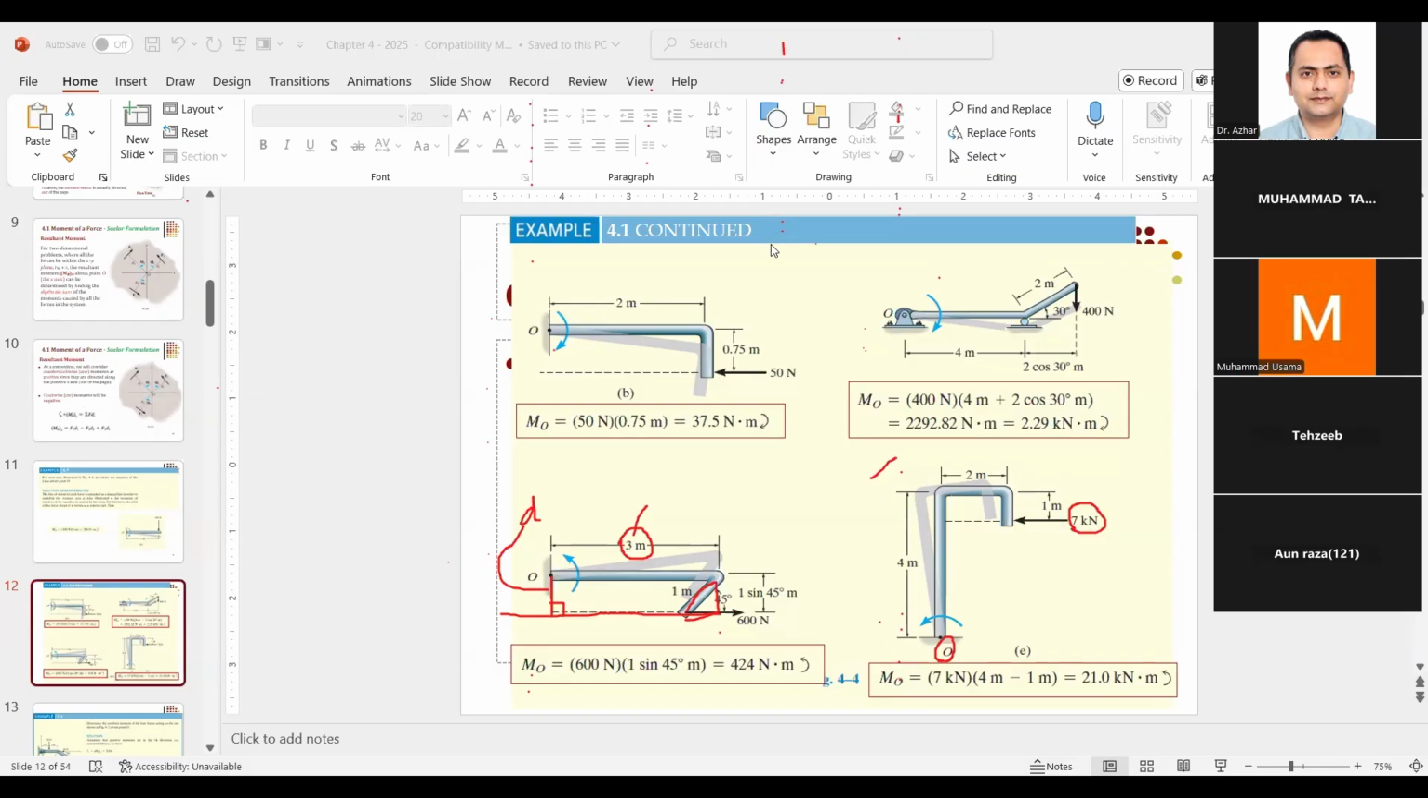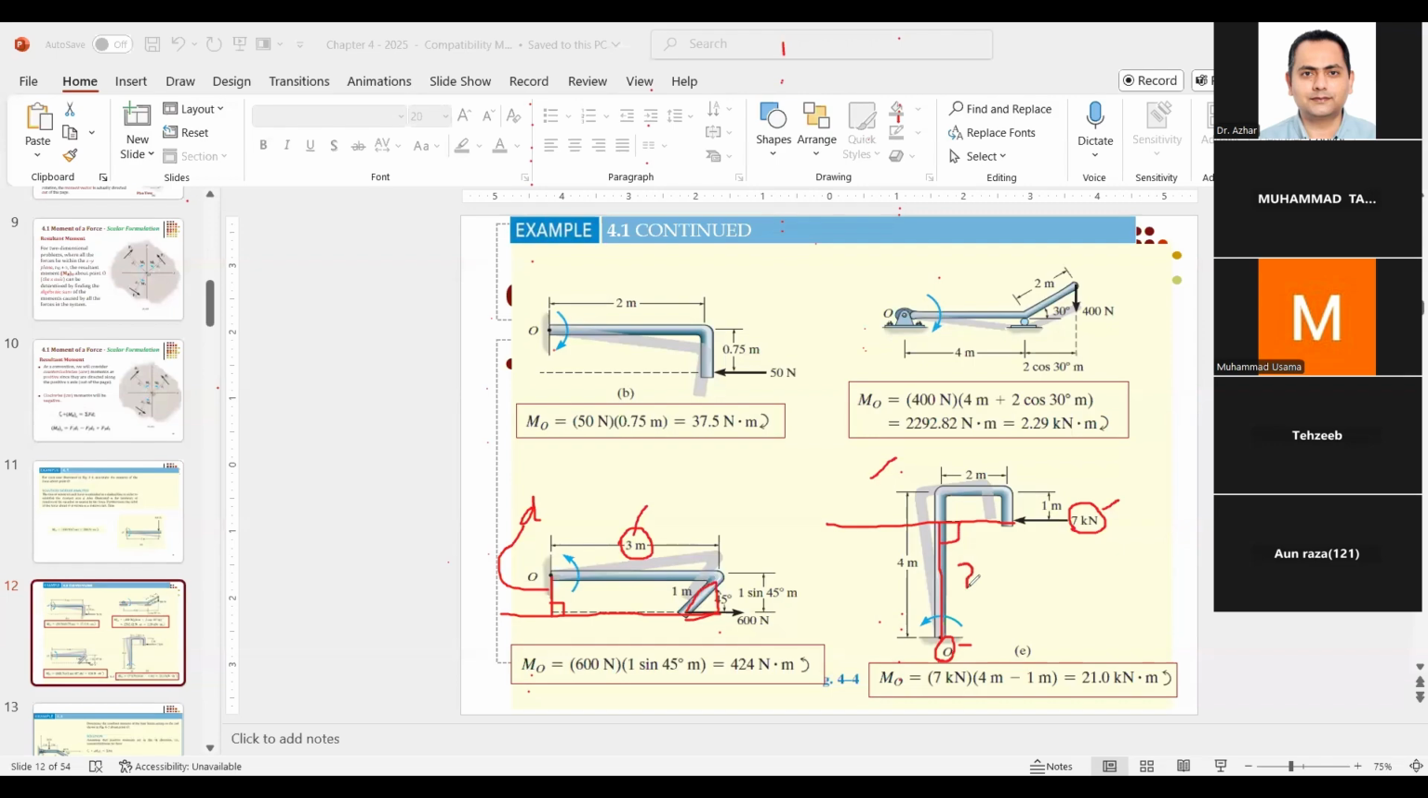So you see, we have 7 kilonewton, and here is point O. We need to find the moment because of the 7 kilonewton about point O. Again, the same thing: extend the line of action and find the perpendicular distance between the line of action of the force and point O. You see, this perpendicular distance. So distance is always going to be perpendicular from the line of action of the force.